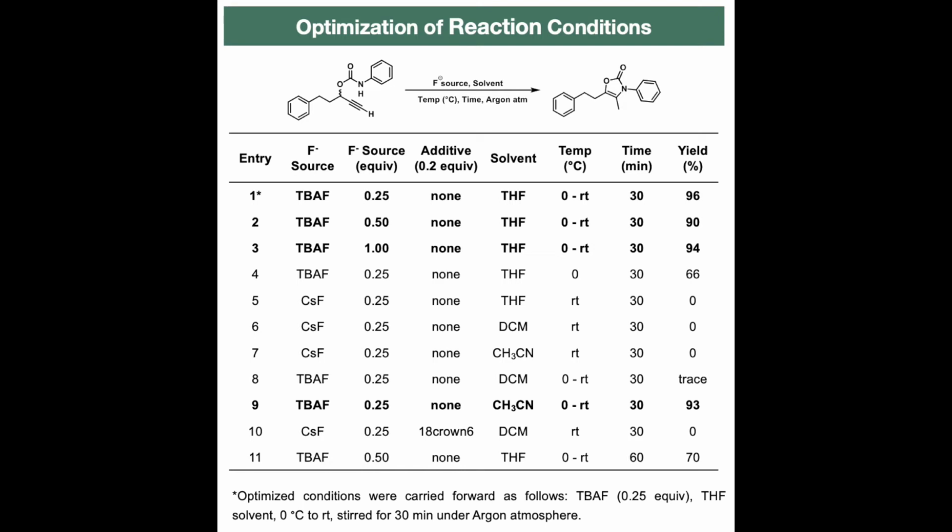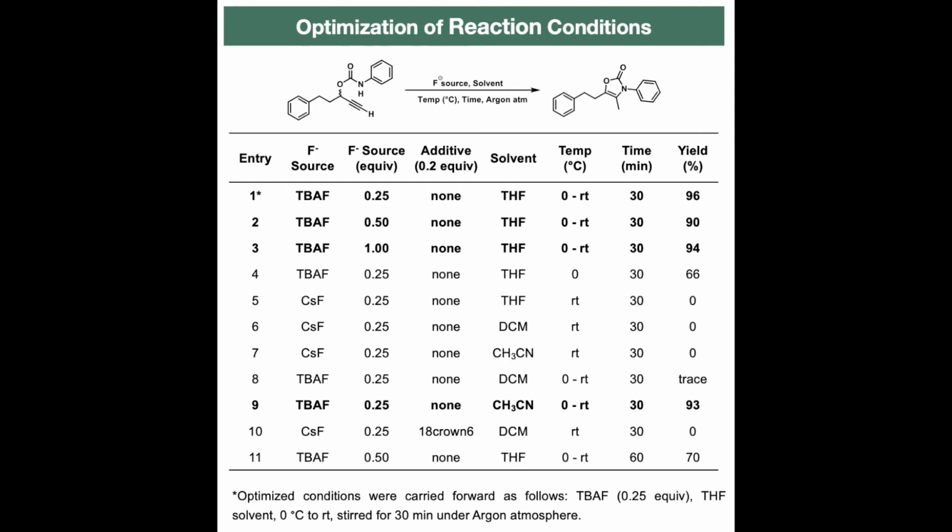After addition, the mixture was transitioned to room temperature and allowed to stir for 30 minutes while still under the argon atmosphere. Using this procedure, we realized that cyclization remained highly successful at increasingly lower equivalents of TBAF, with high yields continuing to be seen as low as 0.25 equivalents of TBAF. Based on these findings, we then began to vary the fluoride source used, and we tried cesium fluoride next.